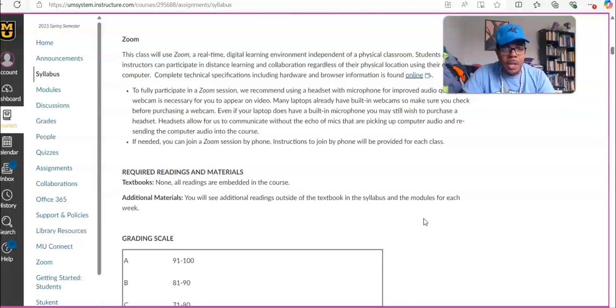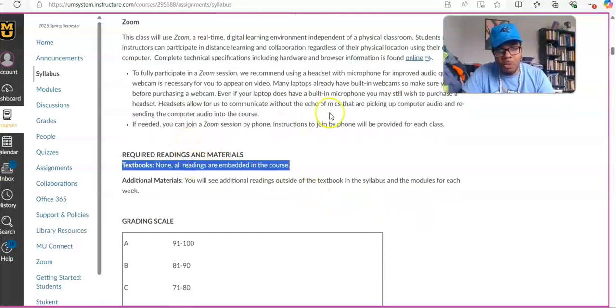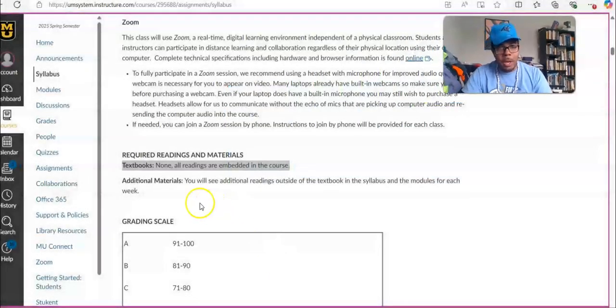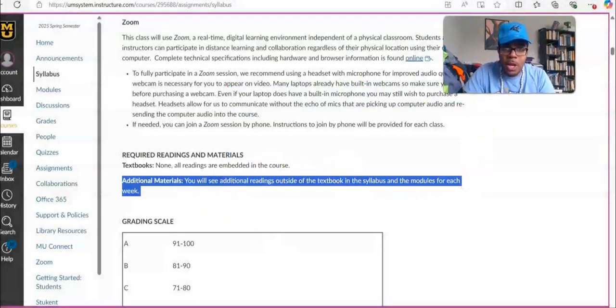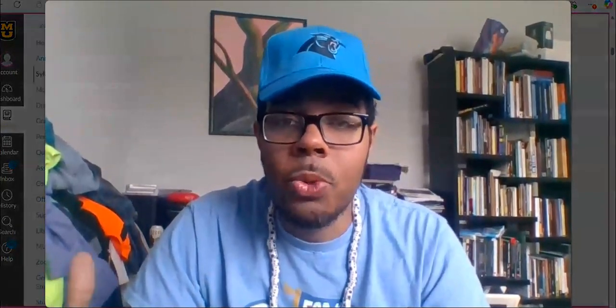All right, scrolling down, as far as required reading materials and text, we do not have an assigned textbook in this class. All readings are embedded in the course, so you do not have to buy a textbook for this class, okay? The additional reading materials are all either available for free over the web, or they are available through the Missouri Library.